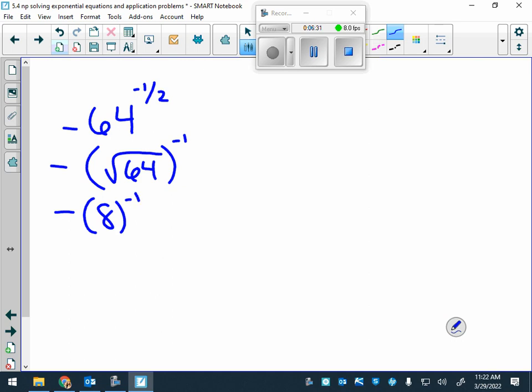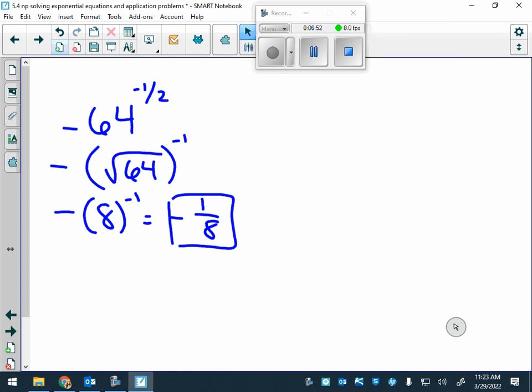Okay. What is 8 to the negative first? So the answer would be -1/8, not -8. Okay. So as you go through these, just be careful with the negatives. When we get back from lunch, we're going to look at a different way of solving. Okay. It's very simple where you're looking for the same base.